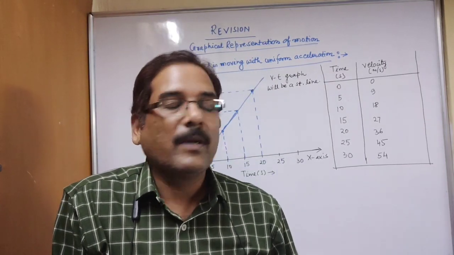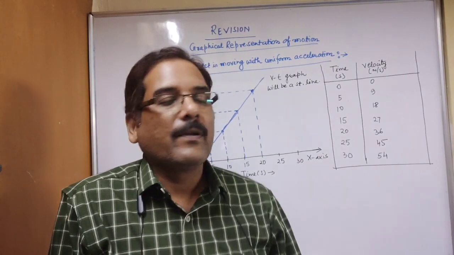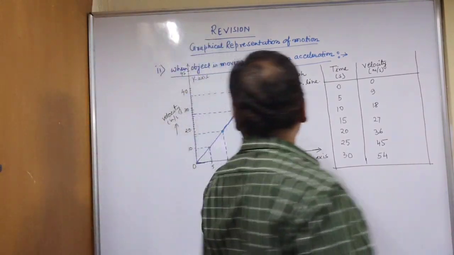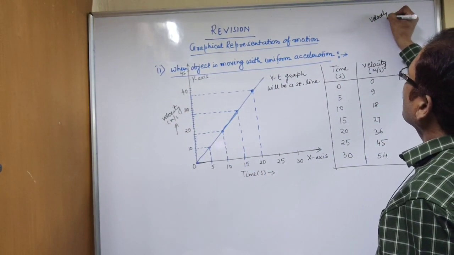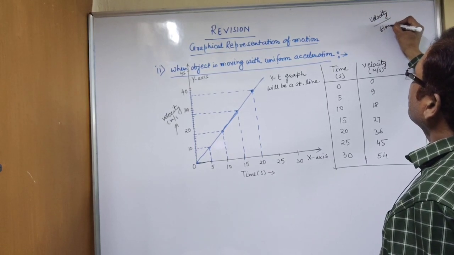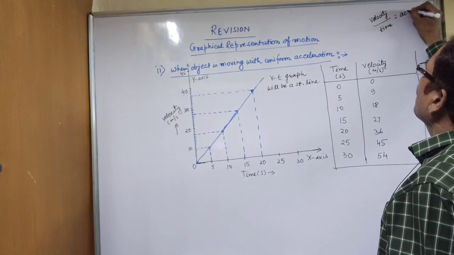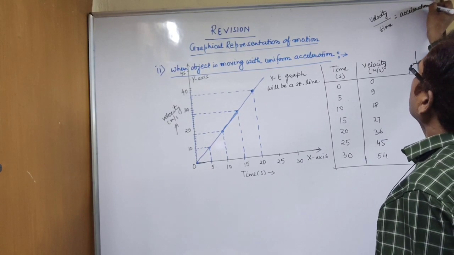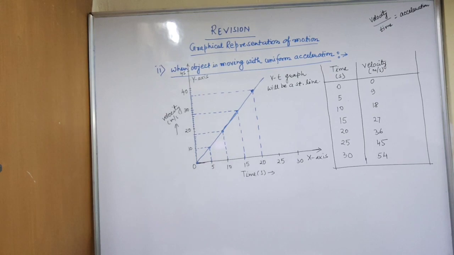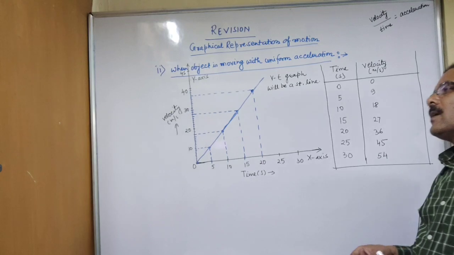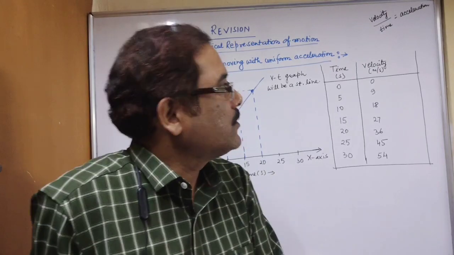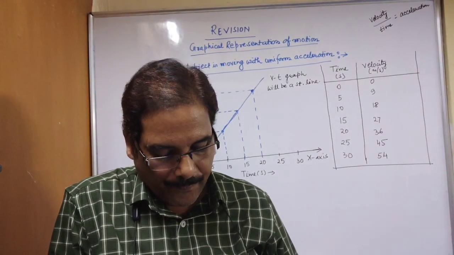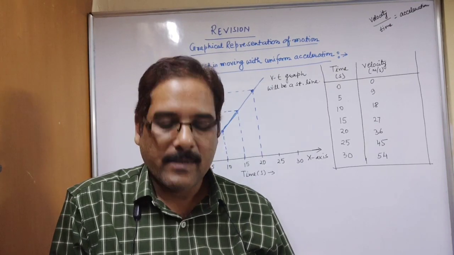Now what is the use? What we can calculate from this graph? So as you know that ratio of these two things, it means velocity by time, this ratio will give acceleration, because acceleration is equal to velocity by time. So from this graph you can calculate acceleration. You can also calculate displacement that we have discussed earlier. That is true that we can also calculate displacement. But we can also calculate acceleration.